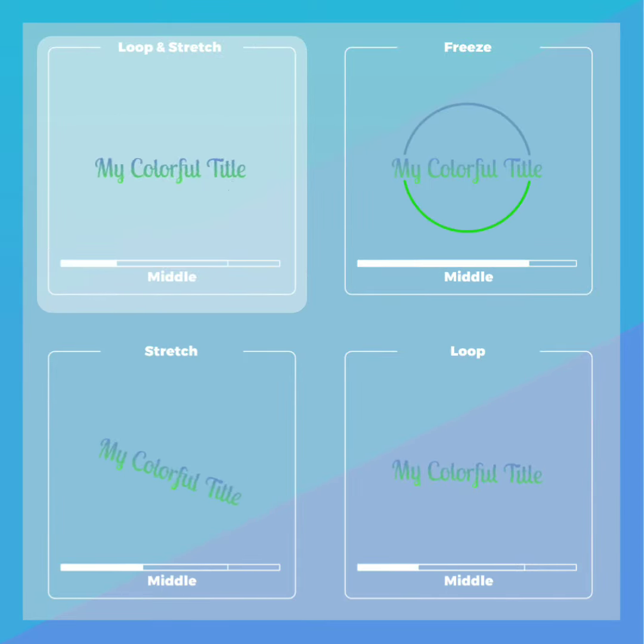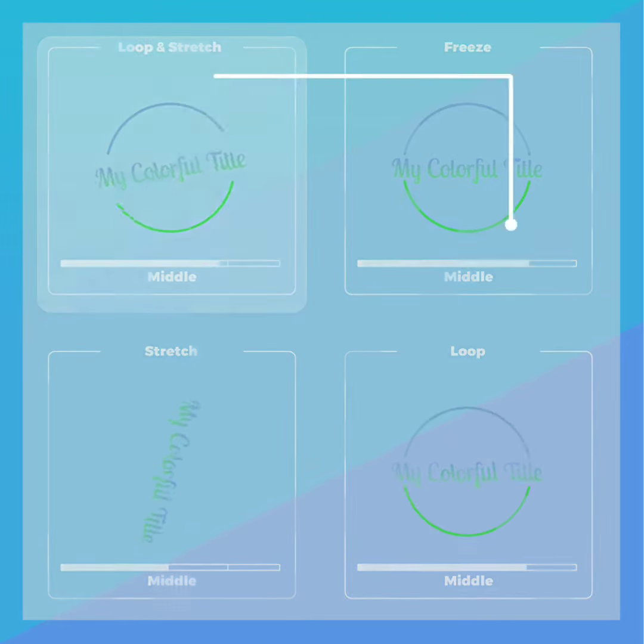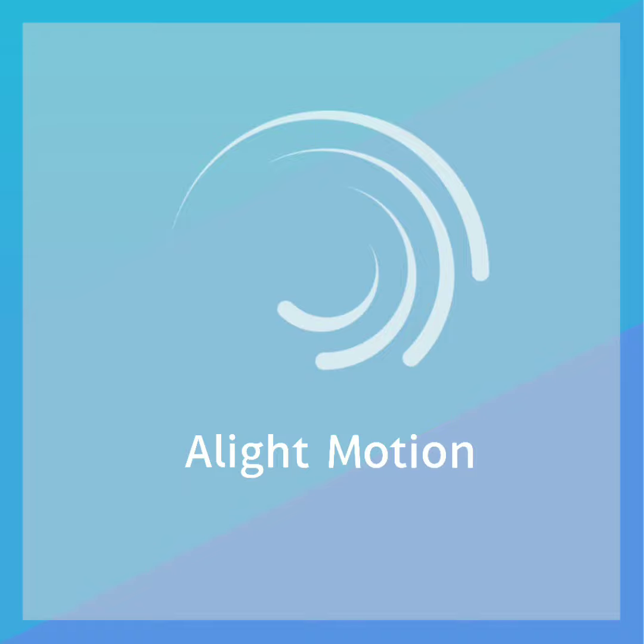Loop and stretch is the same as loop, but partial loops are eliminated by slightly stretching or compressing each loop in time so that the last loop matches up seamlessly with the beginning of the outro.